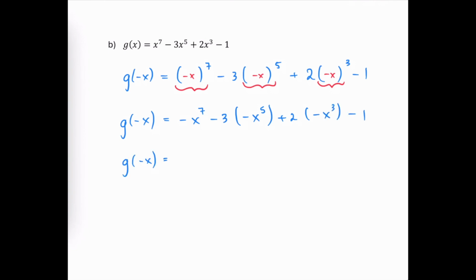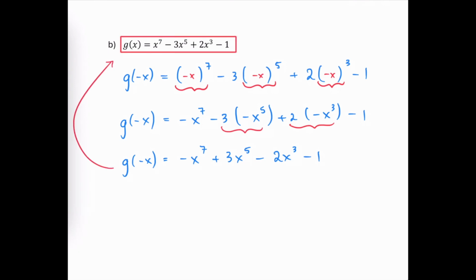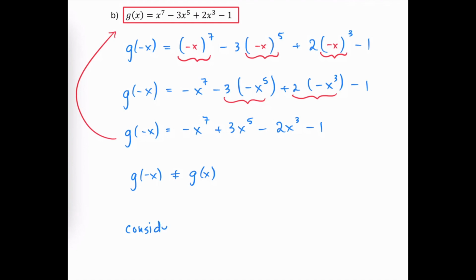And then continuing to simplify, we have negative x to the 7th. And now negative 3 times negative x to the 5th, that's going to be positive 3x to the 5th power. And 2 times negative x cubed is going to be minus 2x cubed. And then we still have minus 1. Now, when we compare this back to the original equation, we can see that g at negative x is not exactly the same as the original function. So let's then consider what the opposite of g of x would look like and see if what we obtained is the same as it.